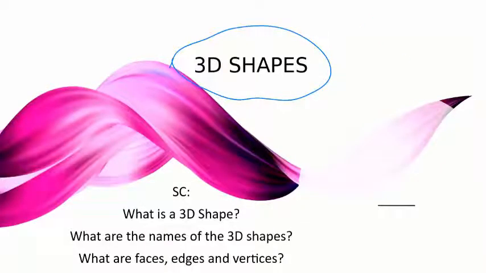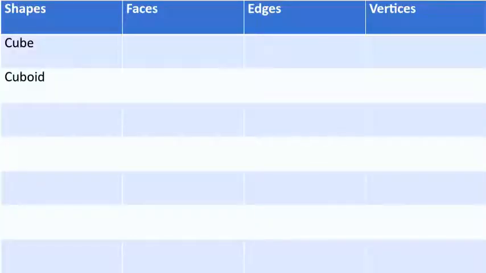Today I'm going to be teaching you about 3D shapes. Today we have 3 questions. The first one is what is a 3D shape? The second is what are the names of the 3D shapes? And the third is what are faces, edges and vertices. To start off with, can you please all draw this table here and pause the video?